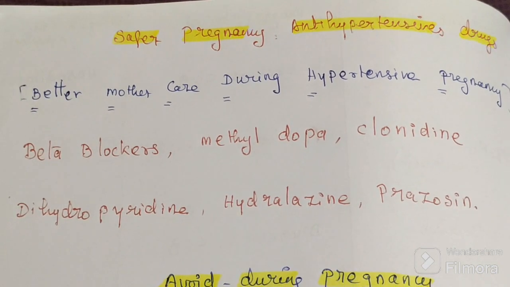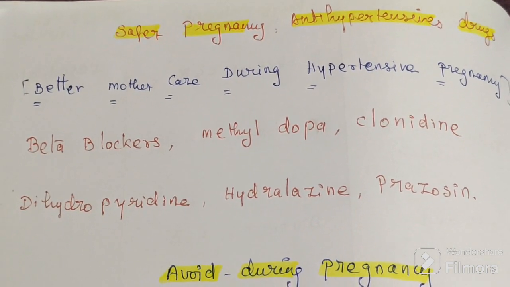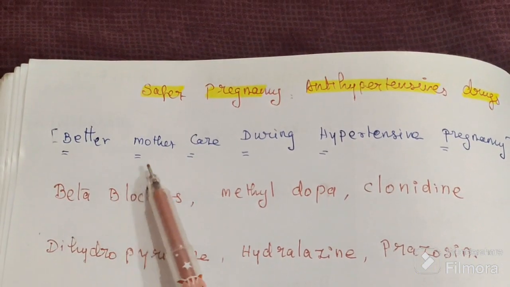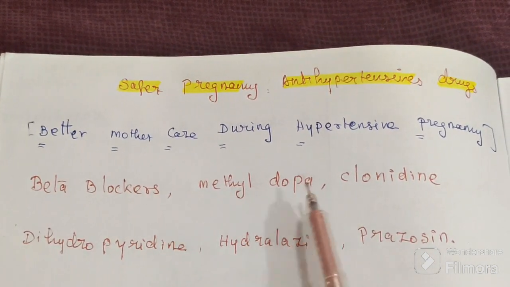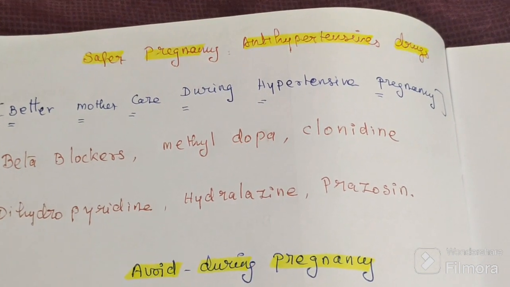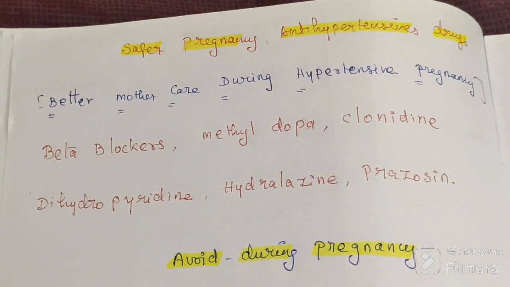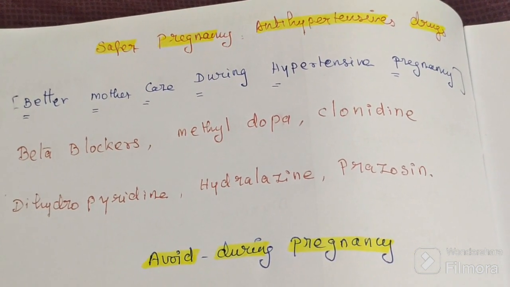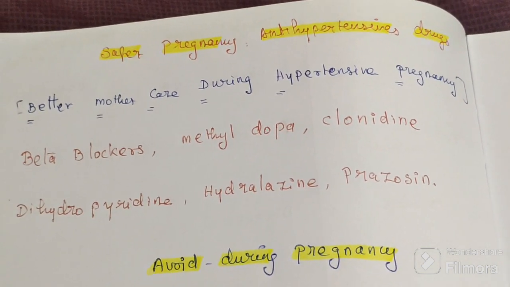In pregnancy, when a female has hypertension, what to give and what not to give? This is the mnemonic: Better Mother Care during hypertensive pregnancy. These are the drugs recommended: beta blocker, methyldopa, clonidine, then dihydropyridine, then hydralazine, then prazosin.